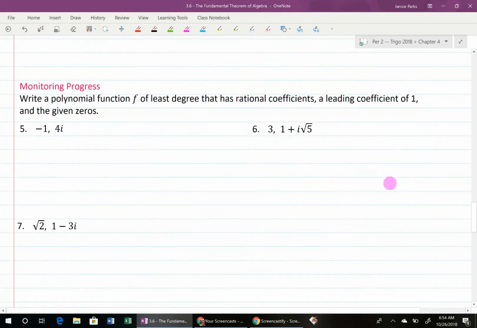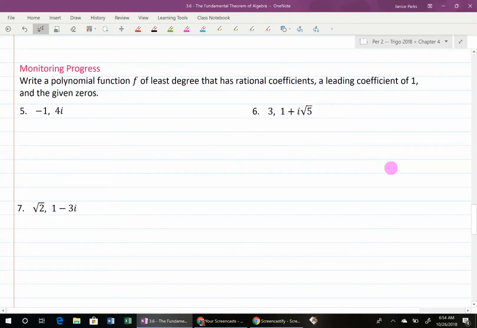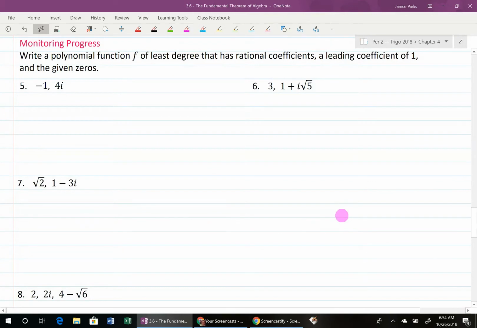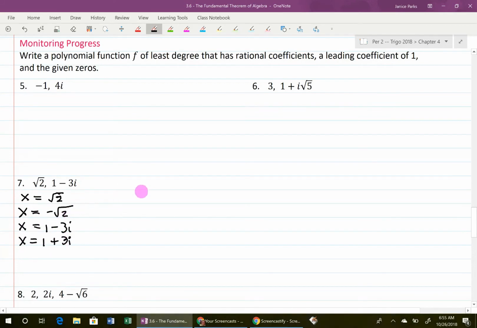Let me skip around. We're going to go down to this one. I should probably make a different one, but that's okay. This is x is equal to radical 2. x is equal to negative radical 2 because radical answers come in pairs. The next one is x equals 1 minus 3i. And that means that you have 1 plus 3i. Remember that radical answers and imaginary answers are in pairs, and they're always conjugates of each other.